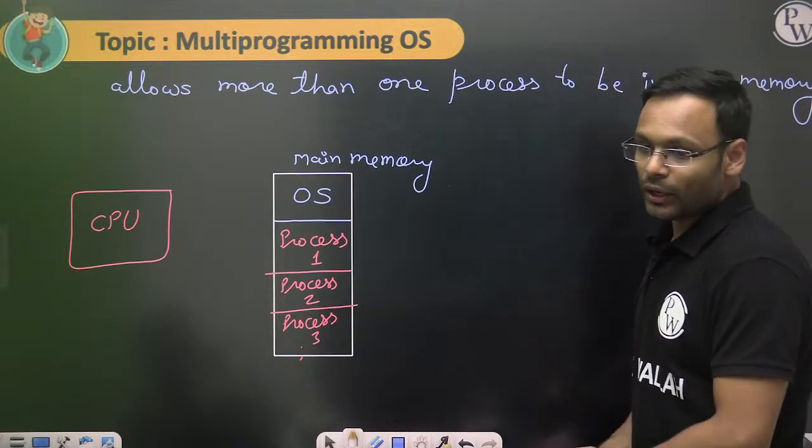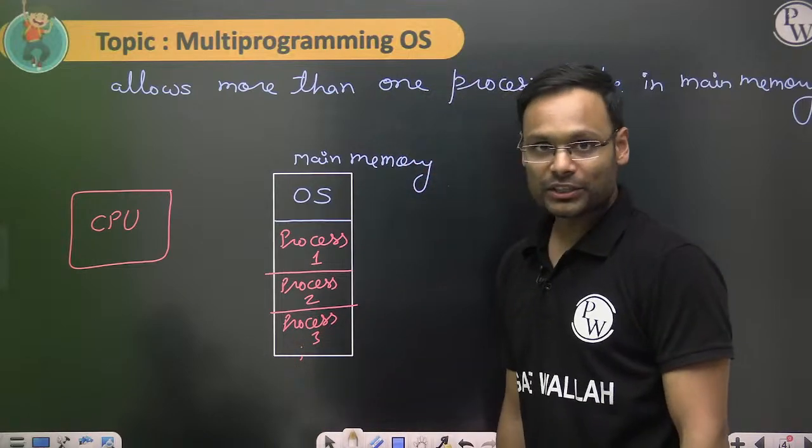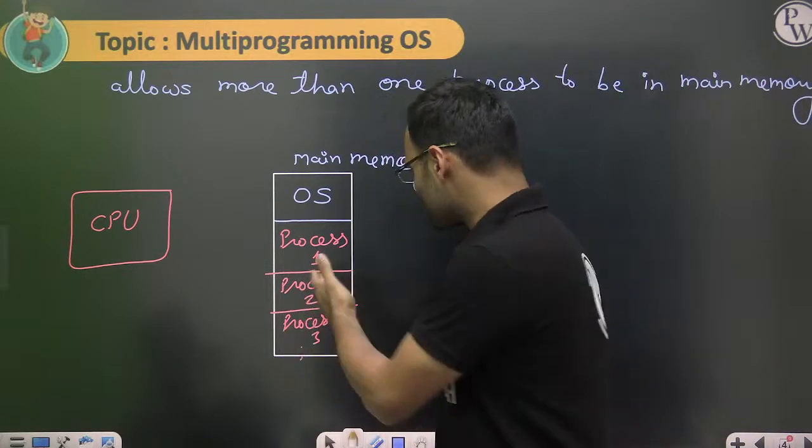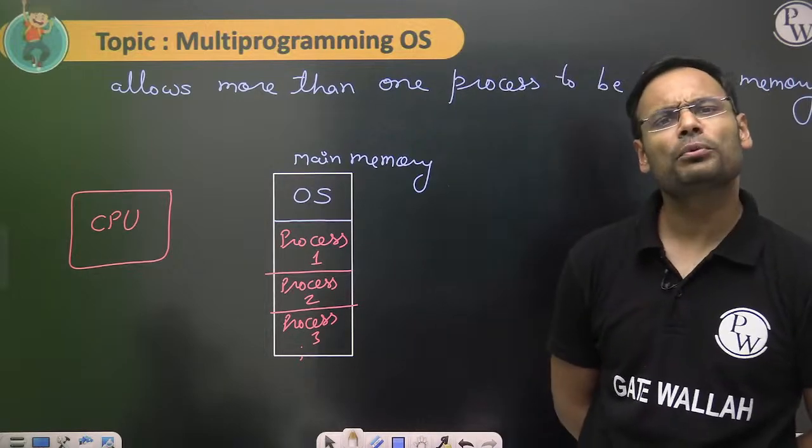So what does it say? It says that if one process goes for IO operation, leaving the CPU, another process is ready to run on CPU. If the second process also goes, then the third process is ready.